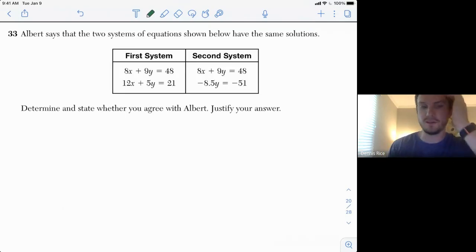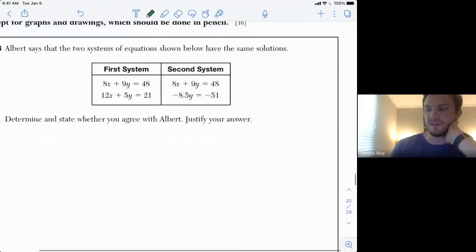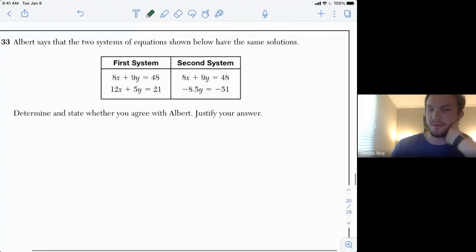All right, so this one's a little unique. Does anyone have an answer yet? I'm not sure what to do. You're not crazy. This is a weird one. It would almost be easier if they were just like, hey, solve this, right? He said, hey, these have the same answer. Do we agree? All right.